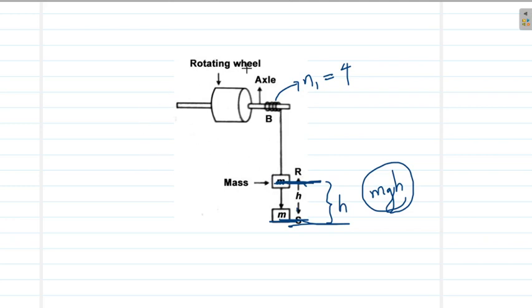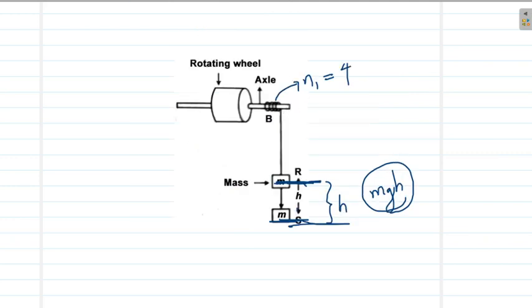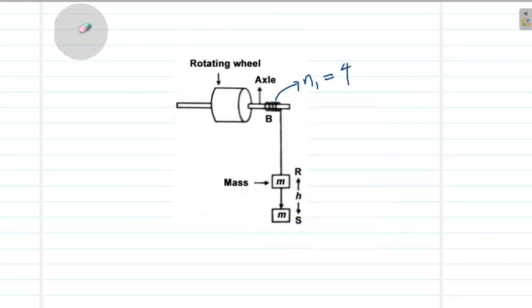After making this experimental setup, we will allow this mass to move down by rotating this flywheel. As we set this experiment into motion, this mass will go down due to the gravitational pull, and as it moves down, it will unwind these turns that we have made on this axle, and as a result, this wheel will start to rotate.